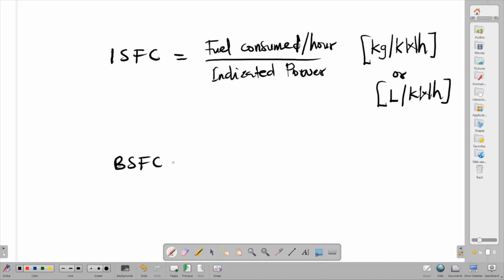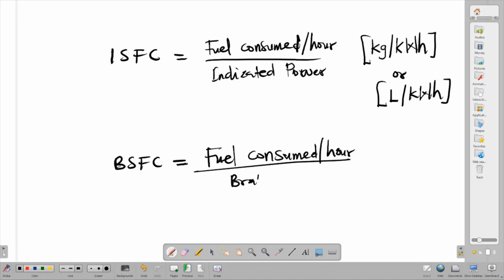Just like the indicated specific fuel consumption, the brake fuel consumption is also represented with respect to the brake power that is being developed. So brake specific fuel consumption is equal to the fuel consumed per hour with respect to the brake power that is being developed. The units are the same.